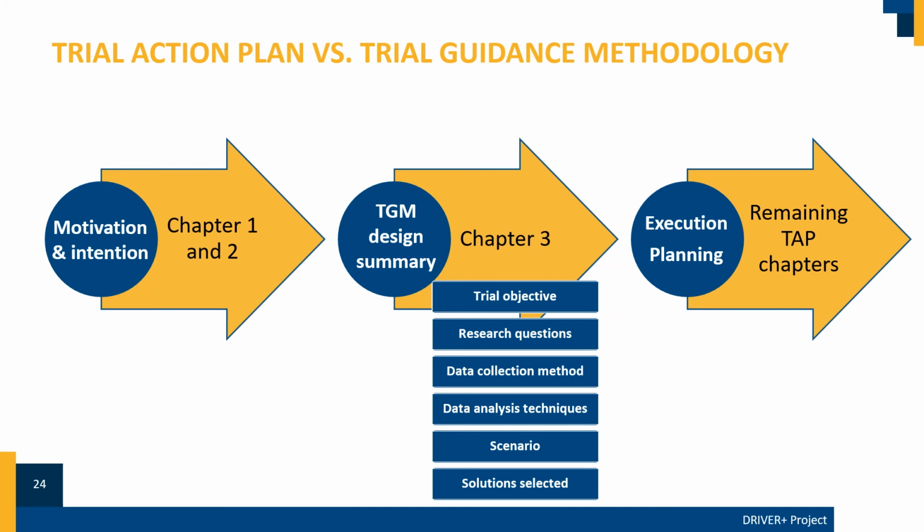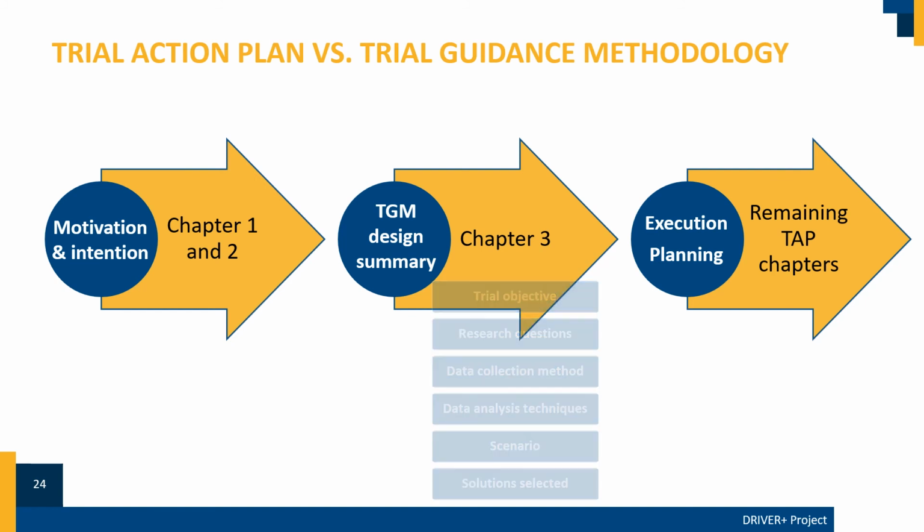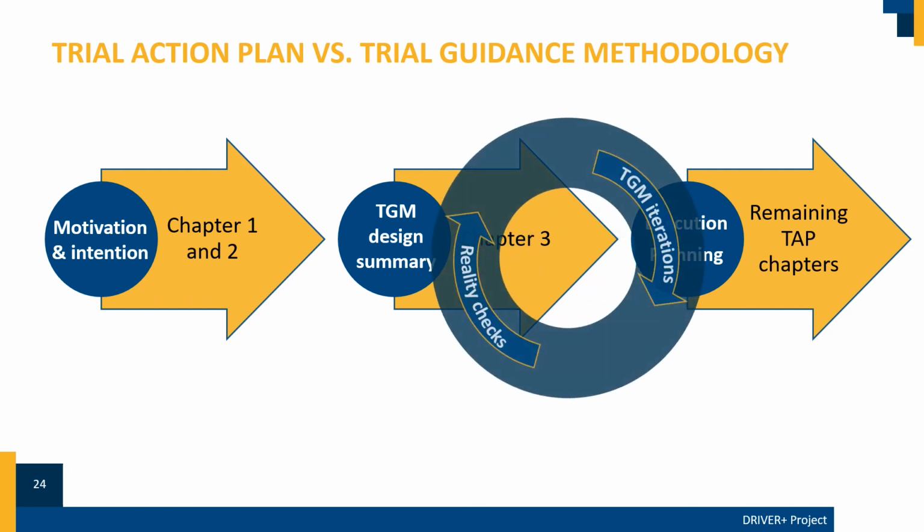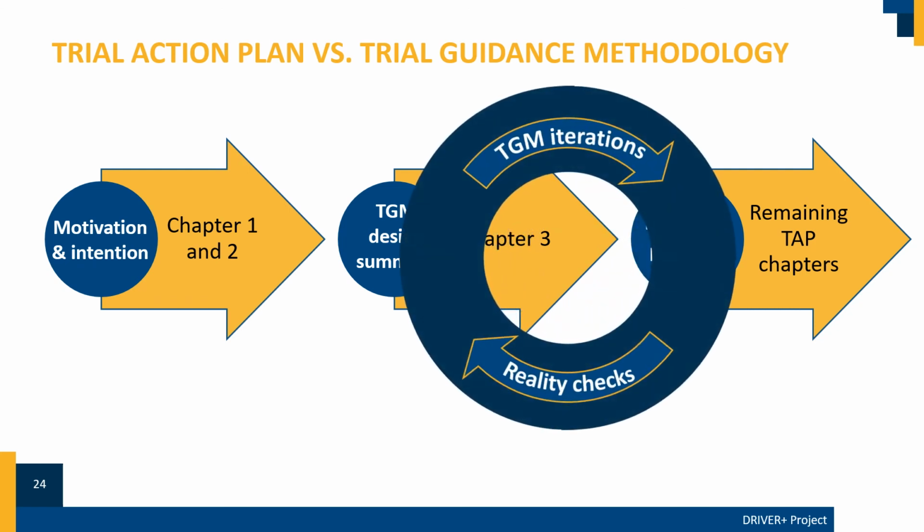As stated before, by using the TGT, you will document your decisions by going through Step 0 and the 6-step approach. The outputs of these methodological steps are documented in TAP Chapter 3. The content in the later TAP chapters, 4 to 9, are based on the choices you made in going through the methodological steps. Because the TGM is iterative, in the TAP you will also jump back and forth between Chapter 3 and later chapters.